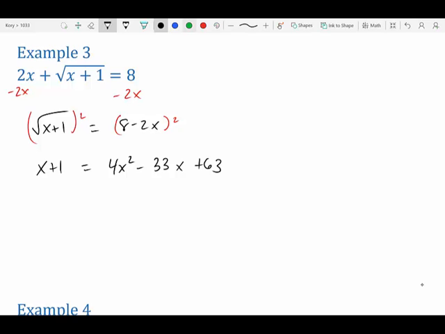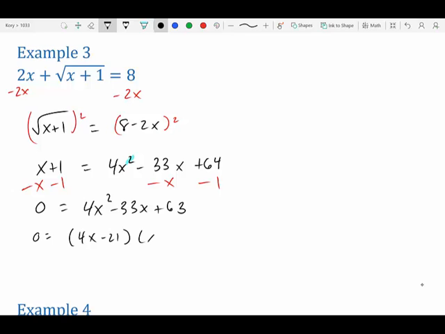And then when something is squared and that's your highest power, set everything equal to 0. So we subtract x and subtract 1. So we have 0 equals 4x squared minus 33x plus 63. And now we need to factor. I keep wanting to write 64 for some reason, because this is supposed to be 63. There we go. Alright, so now we factor. So we have 0 equals 4x minus 21 times x minus 3.